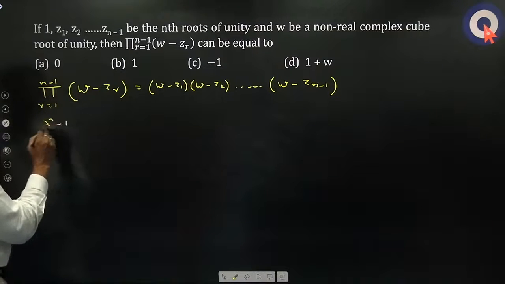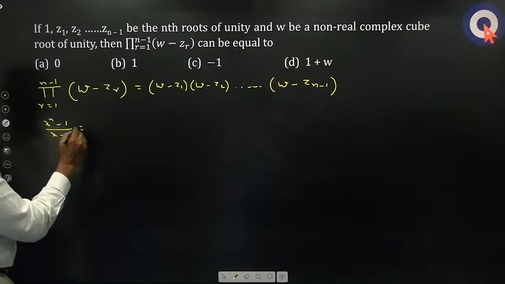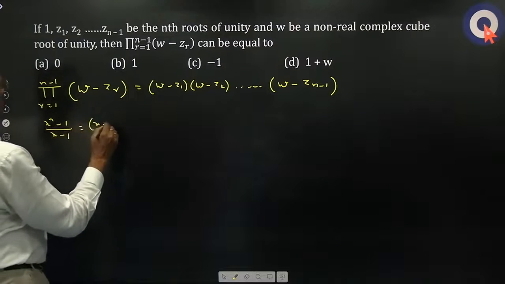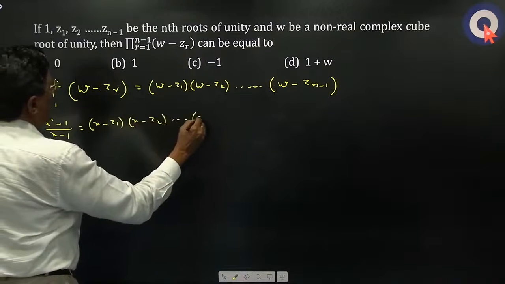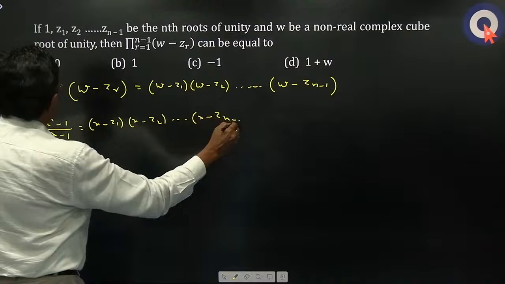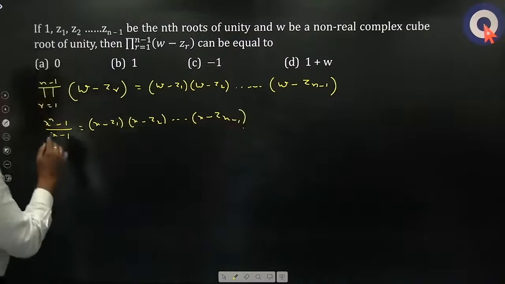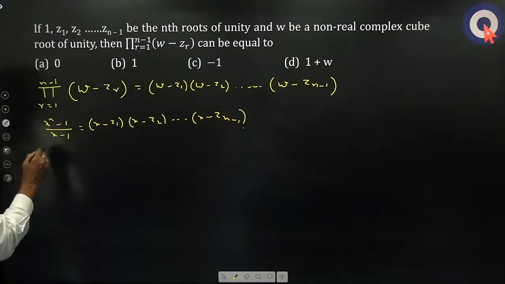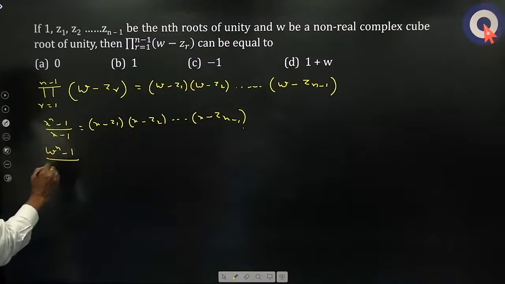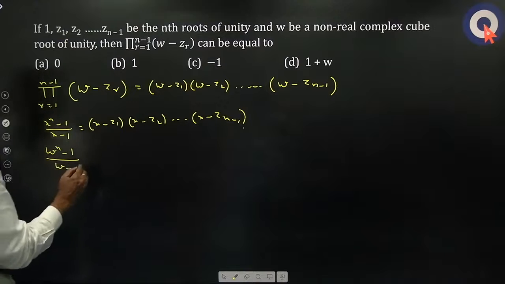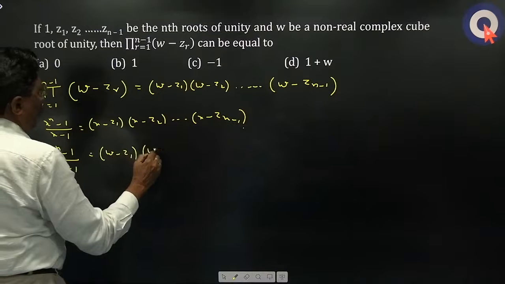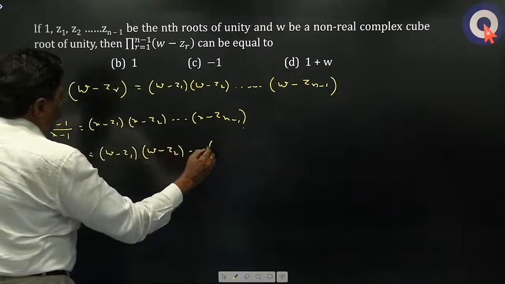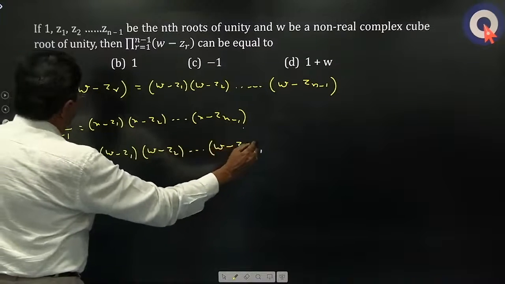X power n minus 1 by x minus 1, if I consider, this is x minus Z1, x minus Z2, etc., x minus Zn minus 1. So if I put x is equal to omega in this, omega power n minus 1 by omega minus 1 is omega minus Z1 into omega minus Z2, so on, omega minus Zn minus 1. All right.